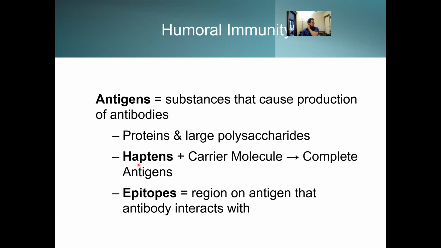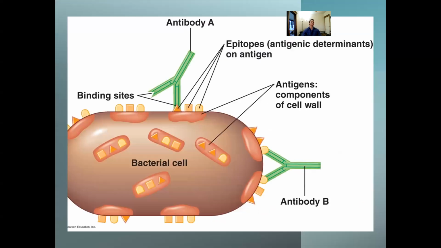So these haptens will not produce an immune response by themselves. They need the carrier molecules. And then epitopes, just the definition that I want you guys to be aware of, that's the region on the antigen that the antibody will interact with. So this is where your recognition and attachment will occur.